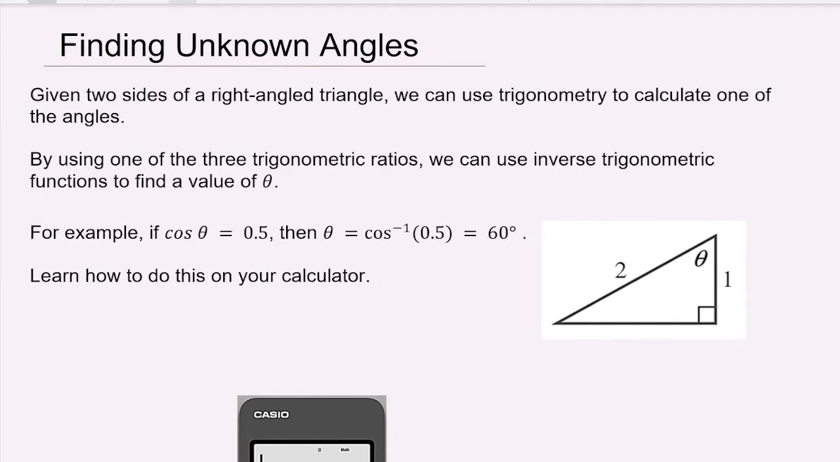Now you can see here there's a little bit of a tricky bit because we have our cos ratio, but there's a little -1 there. That little -1 indicates the inverse of our ratio. It's kind of like the opposite or the upside down version, okay? It's not really what it means, but it's kind of that idea, right? So we're using it the backwards way or the upside down way.